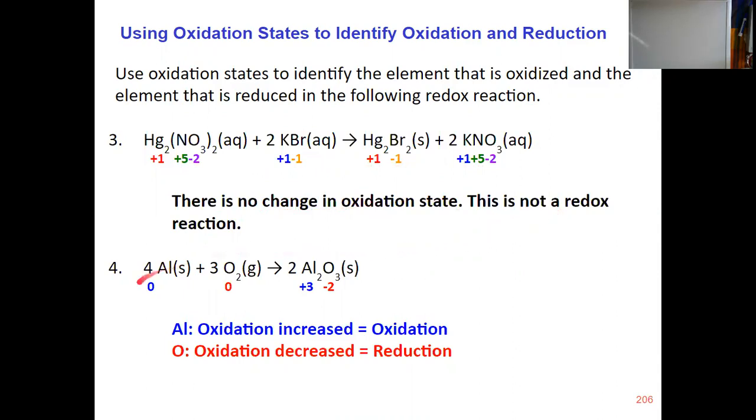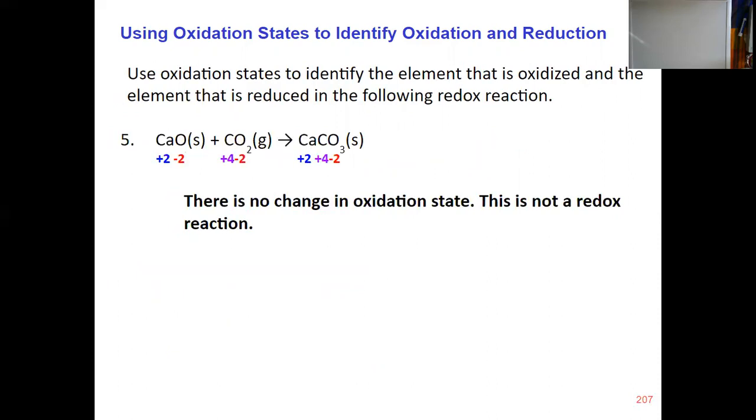Okay? For number 4, my aluminum goes from 0 to a +3. My oxygen goes from a 0, because it's in its elemental form, to a -2. So my aluminum oxidation state increased. That's oxidation. My oxygen oxidation state decreased. That is reduction. Okay, and in the last example here, I see again that I have no change in oxidation state in any of the components. This is another example of a non-redox reaction.